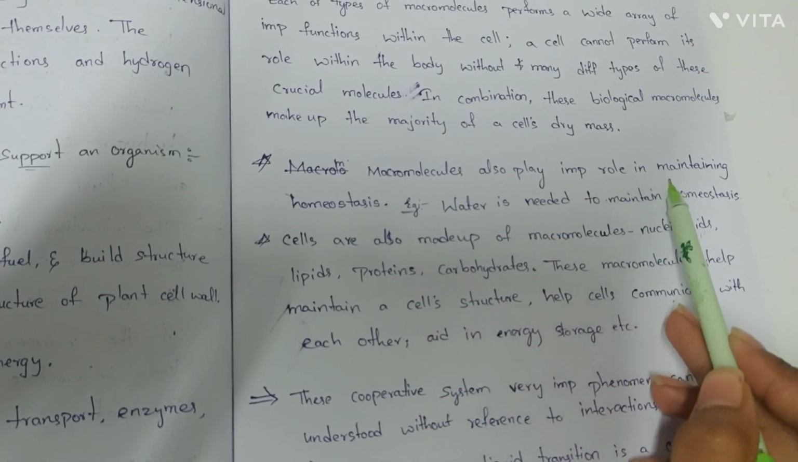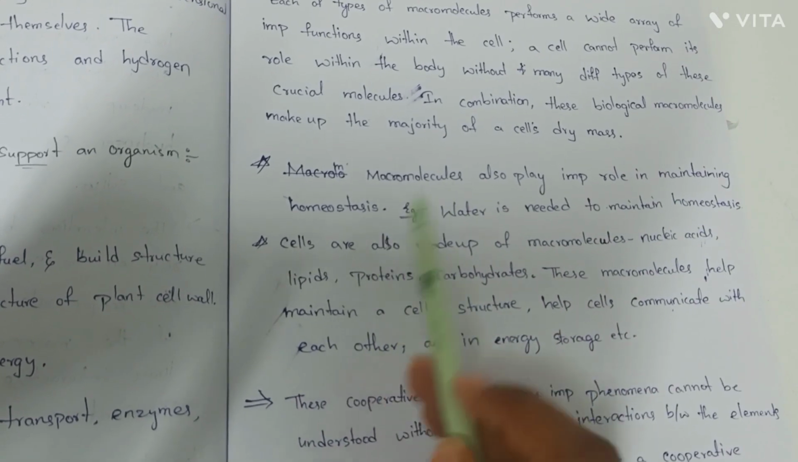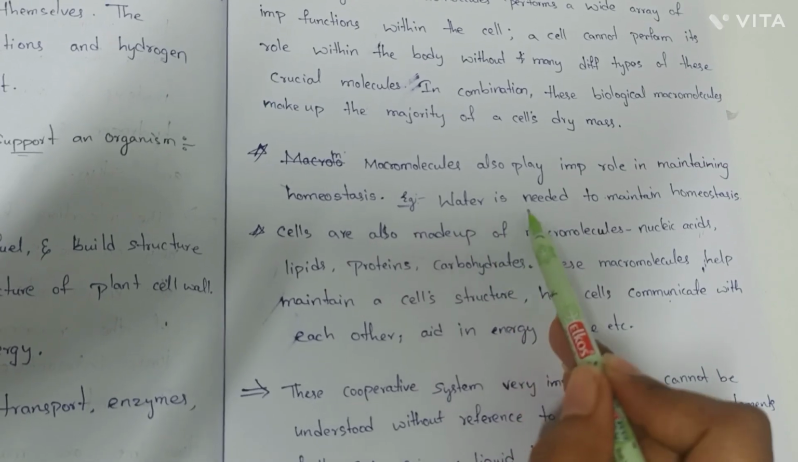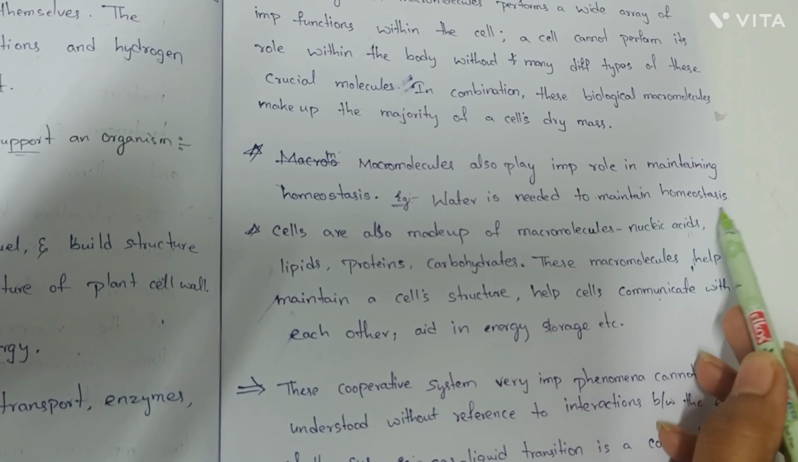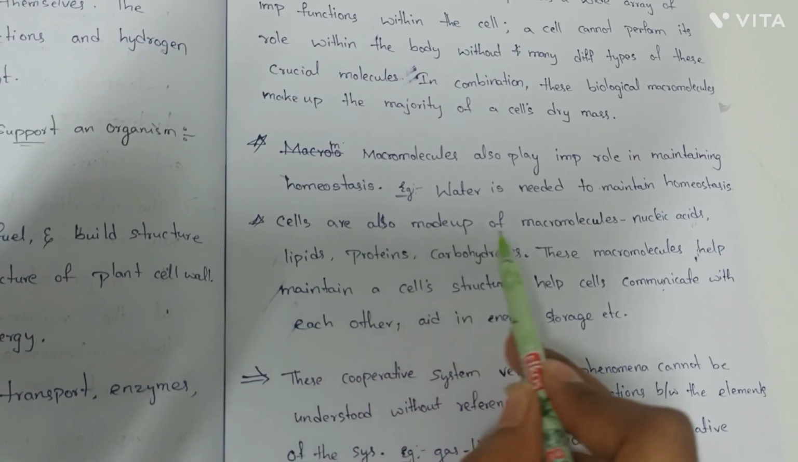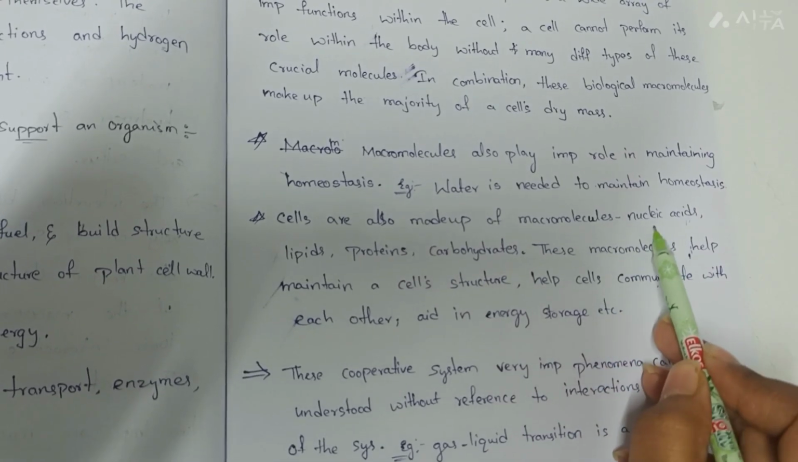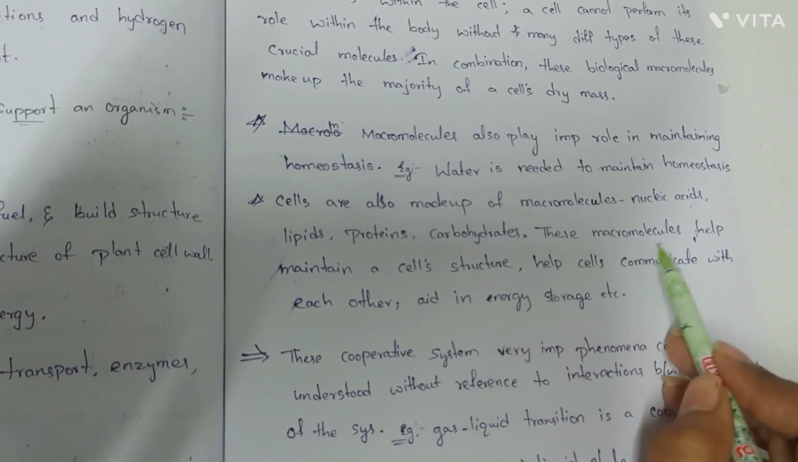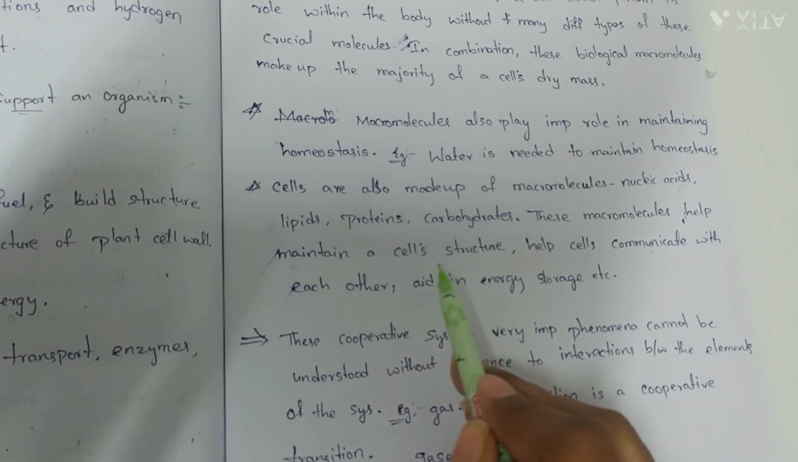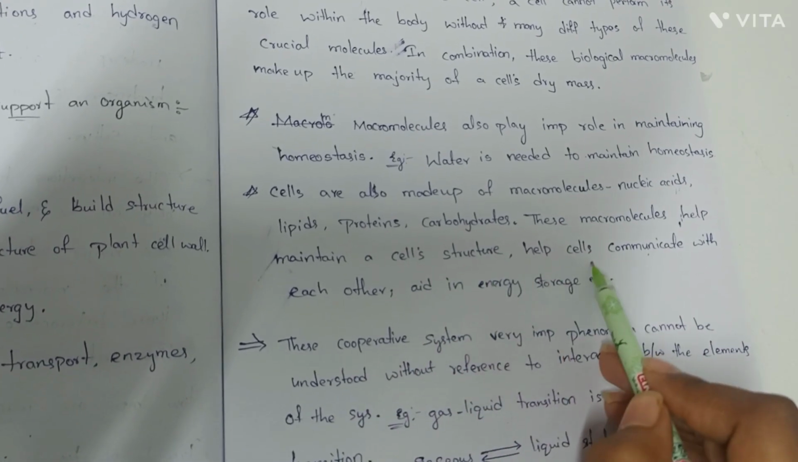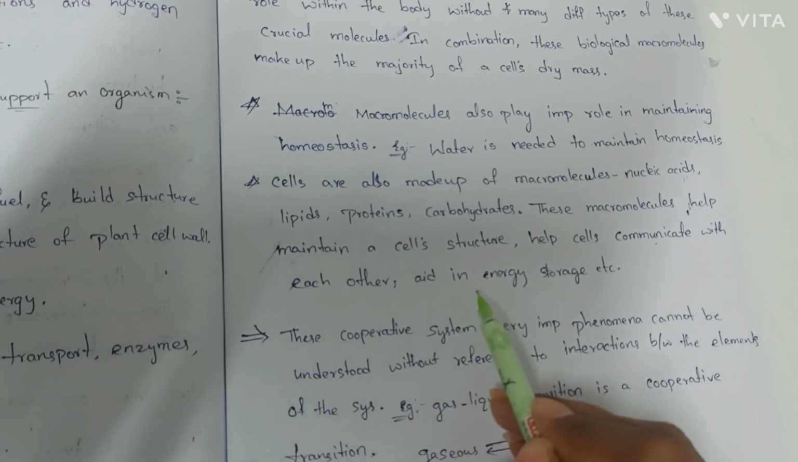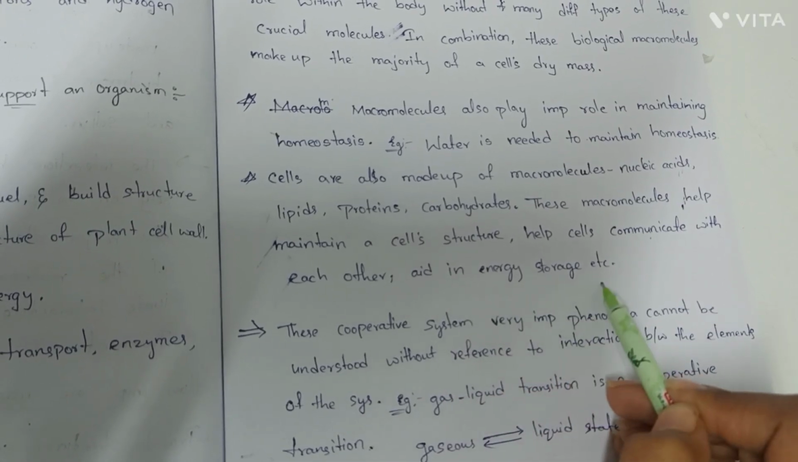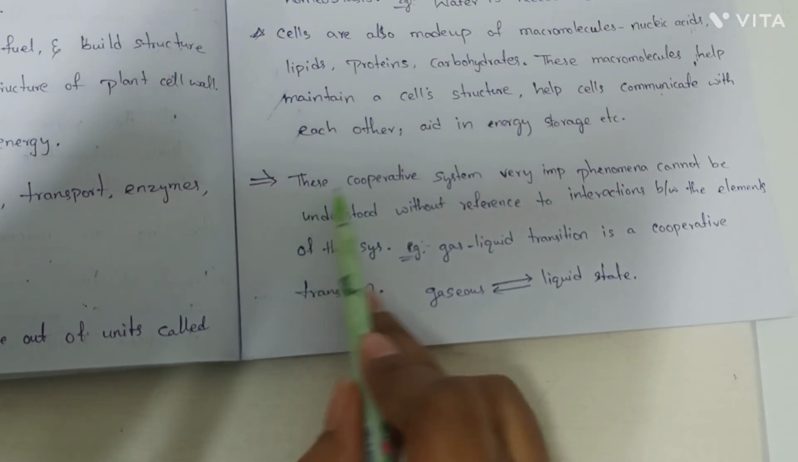Macromolecules also play an important role in maintaining homeostasis. For example, water is needed to maintain homeostasis. Cells are also made up of macromolecules: nucleic acids, lipids, proteins, carbohydrates. These macromolecules help maintain a cell's structure, help cells communicate with each other, aid in energy storage, etc.